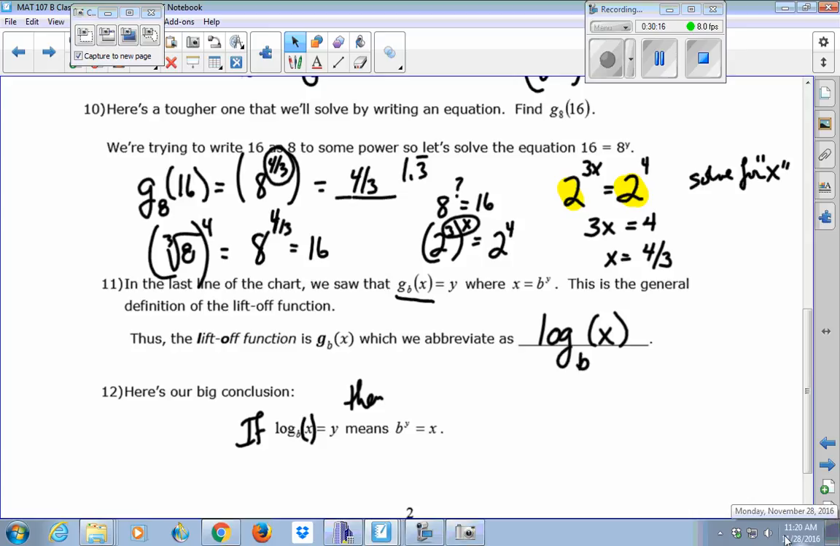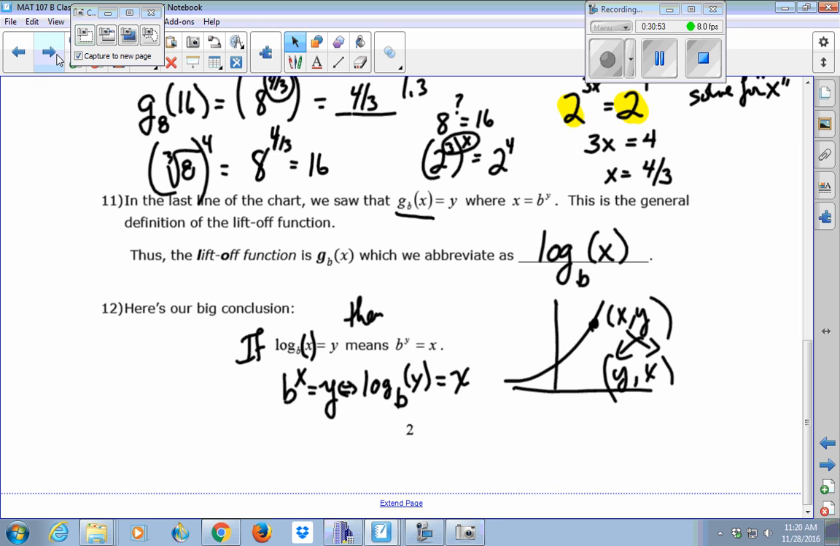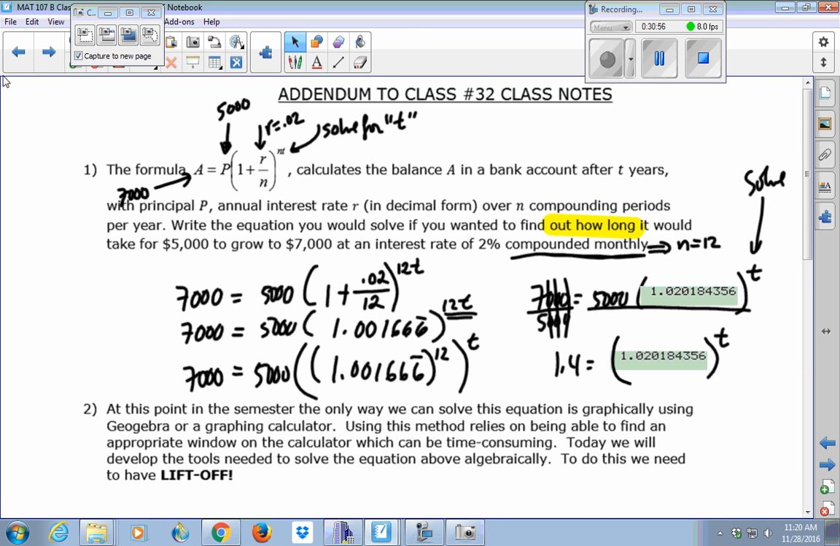You could also write it this way. b to the x equals y means log base b of y equals x. A lot of people like thinking of the exponent as your original function, where that was your input, x. So you've got some point x, y. Then remember, with your inverse function, you reverse your inputs and your outputs. So log base b of your output brings you right back to your exponent. So the liftoff is simply getting back to your original input.